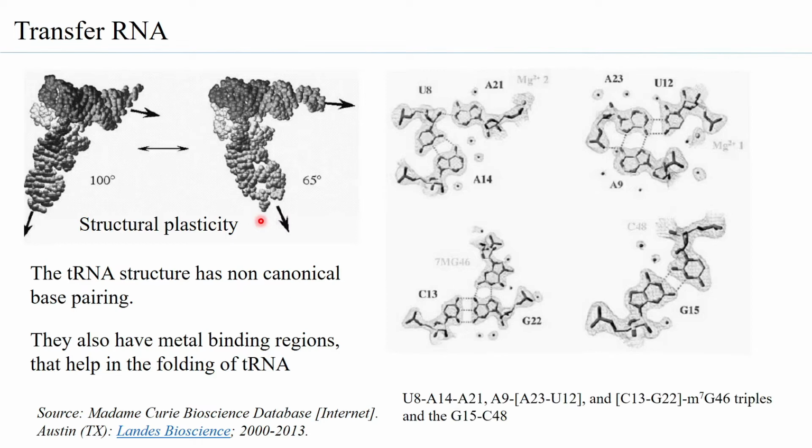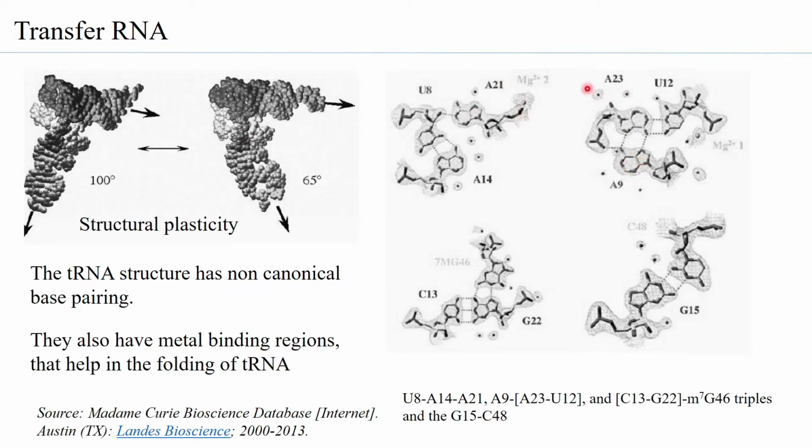Now, let's say, for example, consider over here that U8 and A14 are in a canonical base pair. So, we know that AU always has an interaction with two hydrogen bonds. But what you can observe is that the U is also interacting with another A, but with only a single hydrogen bond. So, this becomes a non-canonical base pair. This is something that is present in the tRNA. Secondly, what you can observe is there are very distinct regions where metal ions can bind, and you can see that this is the binding site for magnesium.